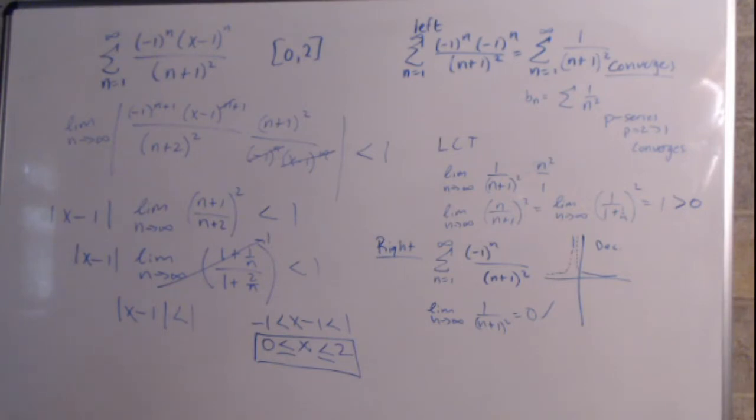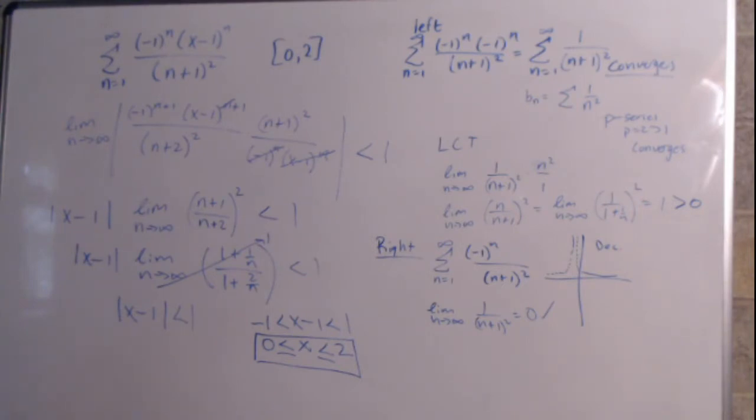Alright, so any questions about that guy? So again, the steps are: do the ratio or root test to start, solve that all the way down until you get some inequalities for x. Then test your left endpoint using whatever method is required. Test the right endpoint.